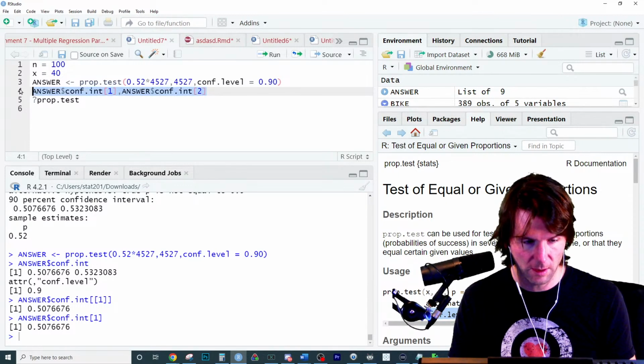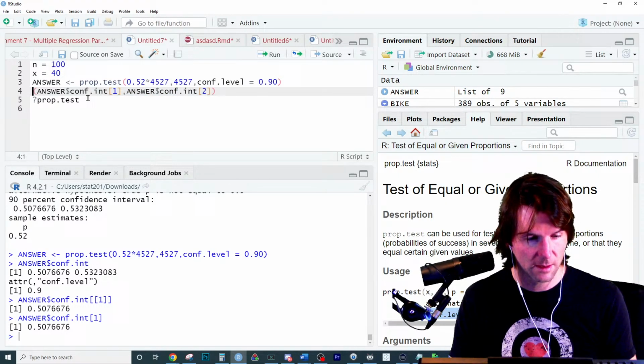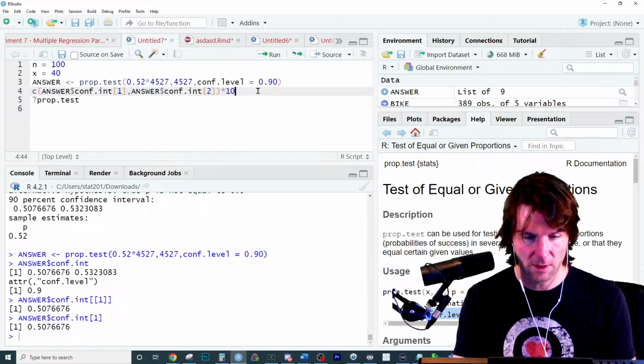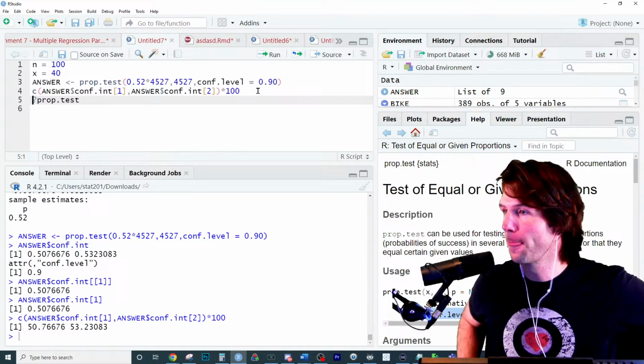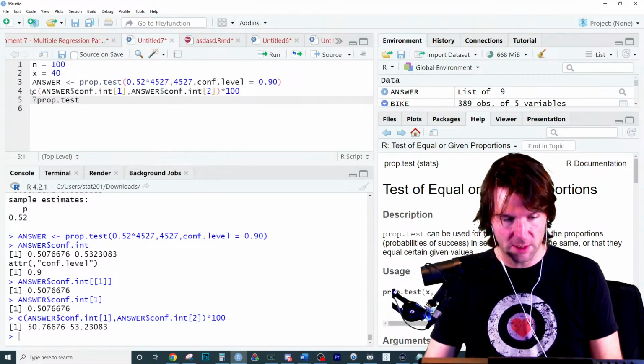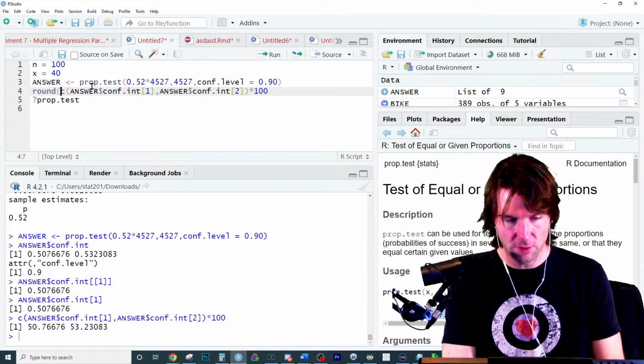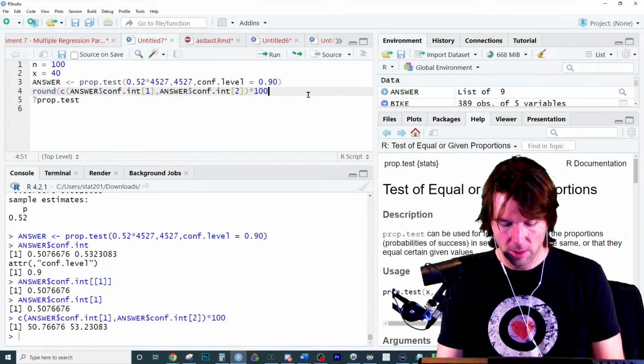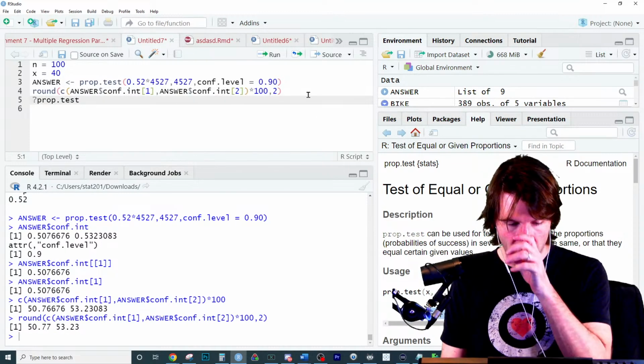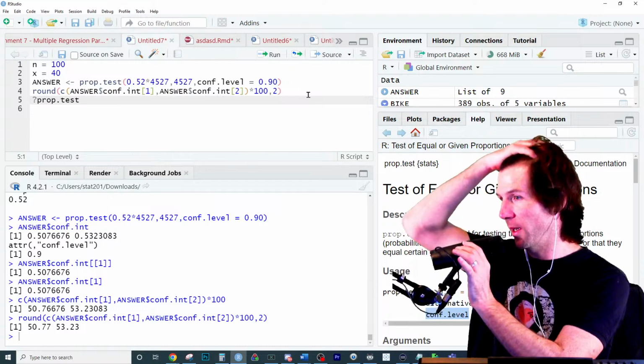And we'll go here. We'll vectorize it, and times by 100. And there you go right there. And then we'll take the answer, last but not least, and round to 2 decimals. So this right here is the answer.